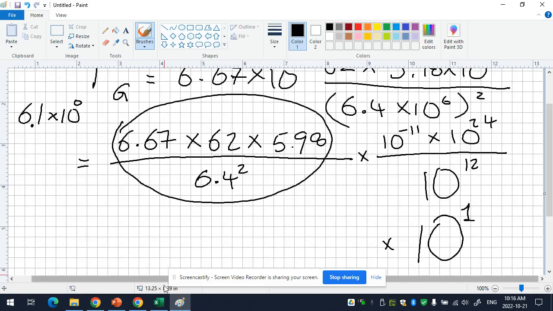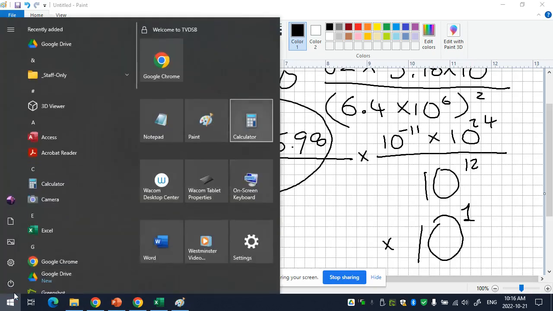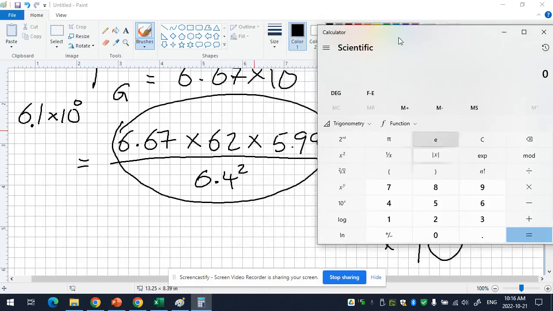I need to do this one. All right? Let's do it step by step. 6.67 times 62 times 5.98 divided by 6.4 squared. I'm going to say 60.4.